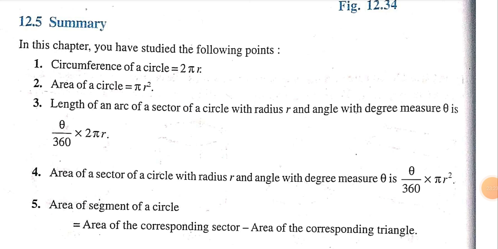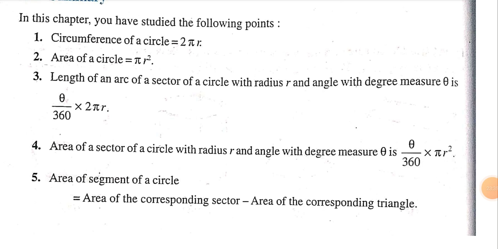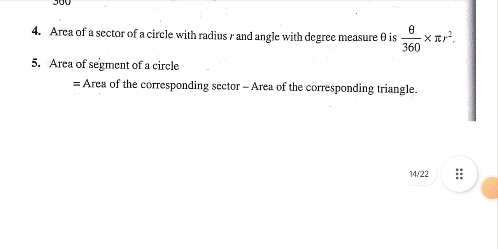Chapter 12 Areas related to circles. 12.5 Summary. In this chapter you have studied the following points. 1. Circumference of a circle is 2 pi r. 2. Area of a circle is pi r square. 3. Length of an arc of a sector of a circle with radius r and angle of degree measure theta is theta by 360 multiplied by 2 pi r. 4. Area of a sector of a circle with radius r and angle of degree measure theta is theta by 360 multiplied by pi r square.